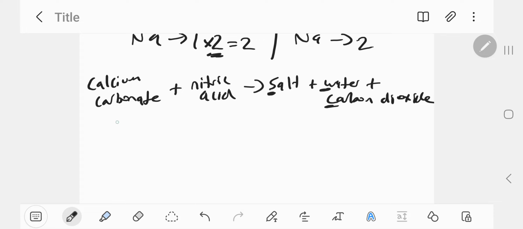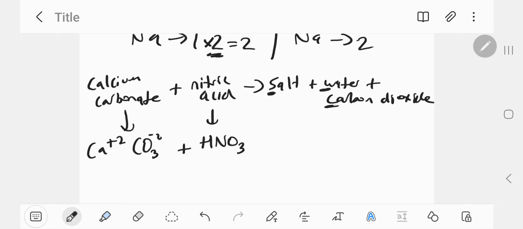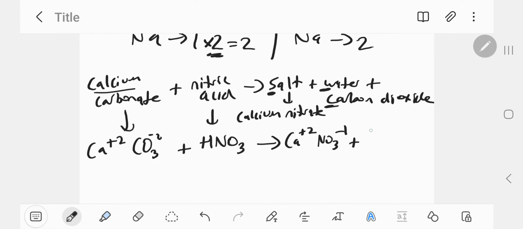Calcium carbonate. Calcium is Ca. It's in group 2, plus 2. Remember, these are all made of ions, okay? Carbonate is CO3 minus 2, plus nitric acid. You need to know this is HNO3. It's got nitrate in it. Makes the salt. The salt is metal plus non-metal. The metal is calcium. Non-metal is nitrate. Nitric becomes nitrate. So calcium Ca plus 2, nitrate NO3 minus 1, plus water is H2O and carbon dioxide is CO2.